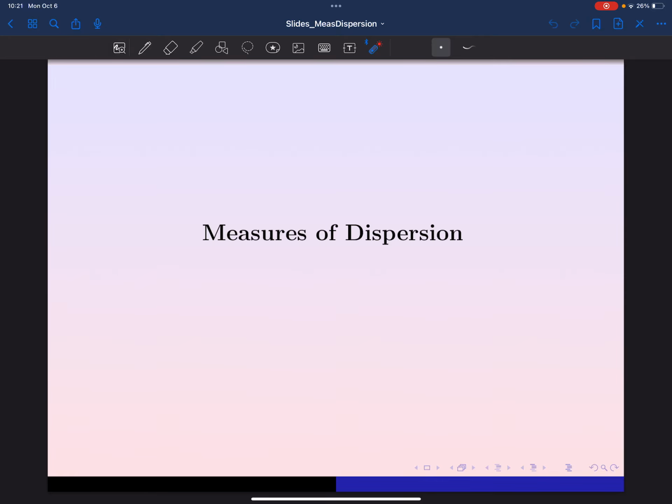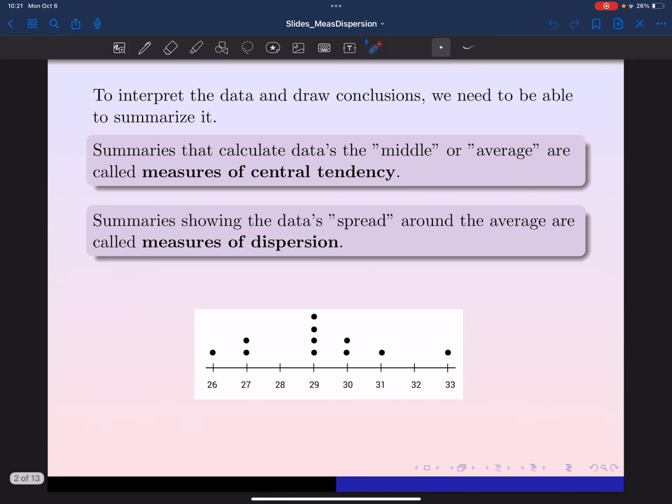Measures of dispersion. To interpret data and draw conclusions, we need to be able to summarize it. Summaries that calculate the middle or average, I'll call the measures of central tendency. Summaries showing data spread around the average are called measures of dispersion. So central tendency looks at the center, what's going on, that's the mean, median, and mode, and how the data is spread is called the measure of dispersion.